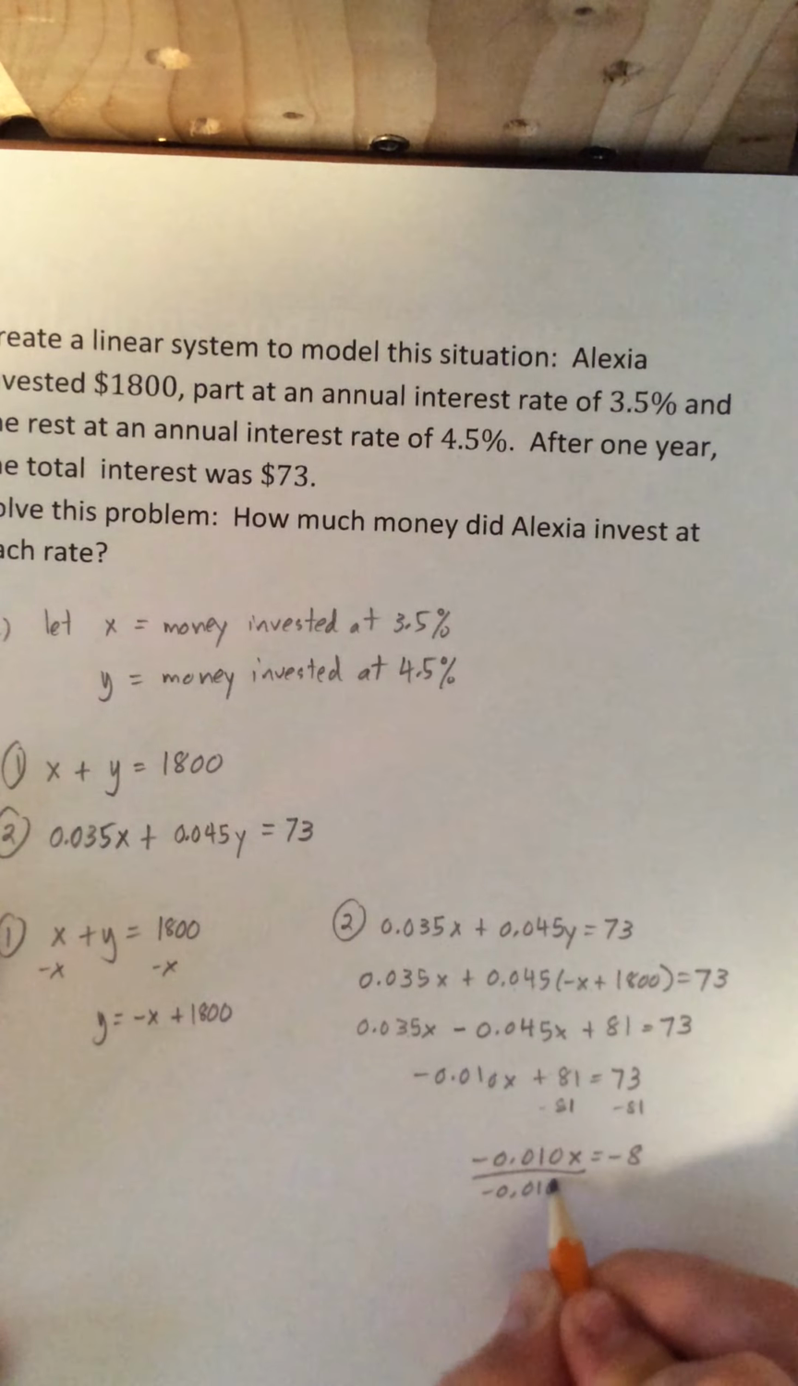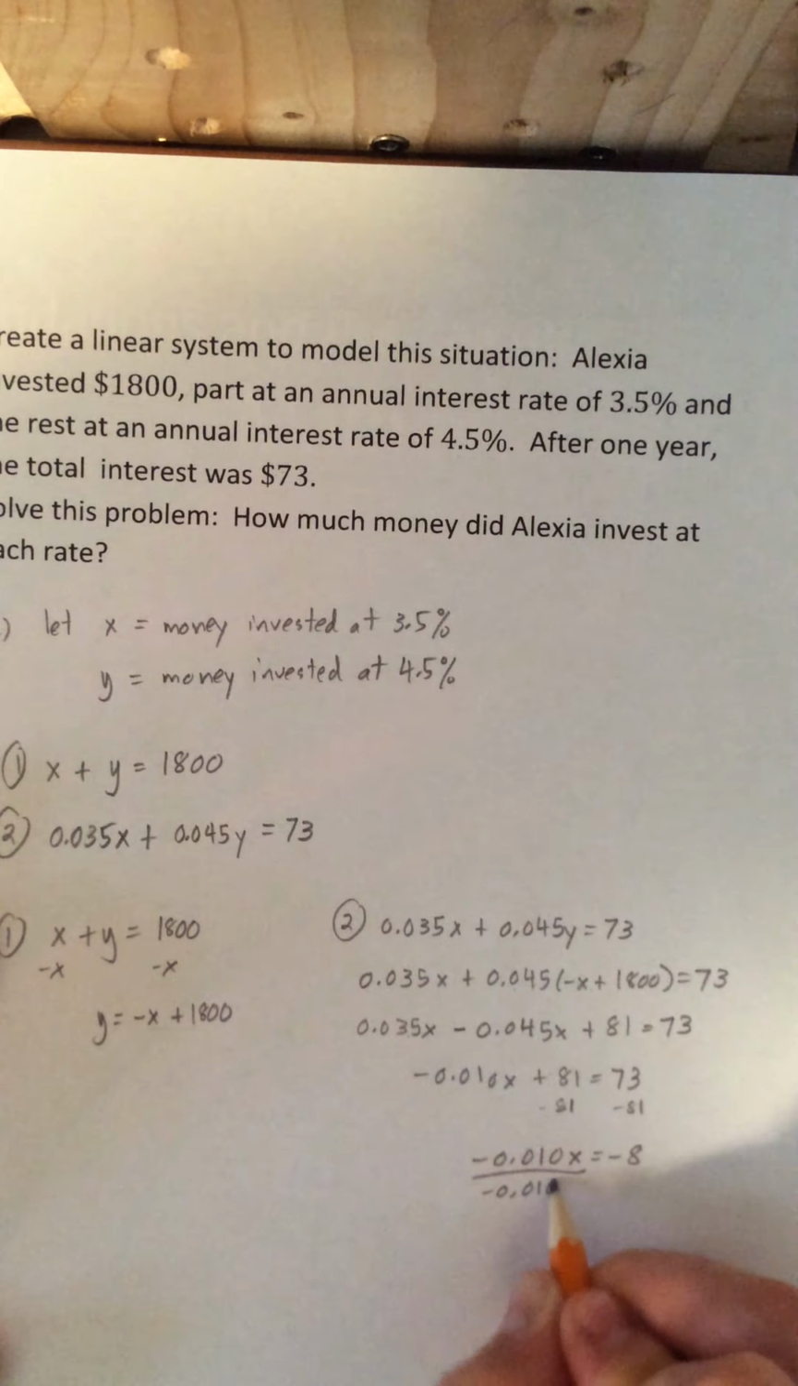So now if I substitute this back in this rearranged equation 1, to figure out y, I'm going to do negative 800 plus 1,800. So y is going to equal $1,000. So what we discover here is that Alexia has invested $800 at 3.5% and $1,000 at 4.5%.